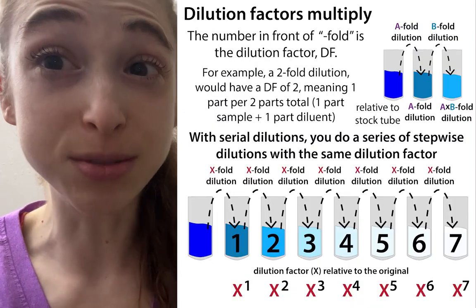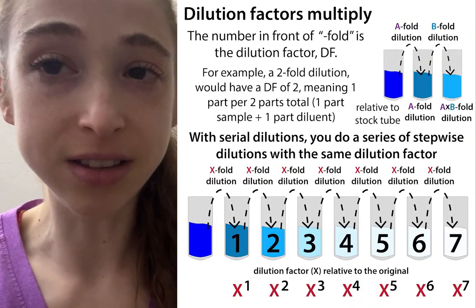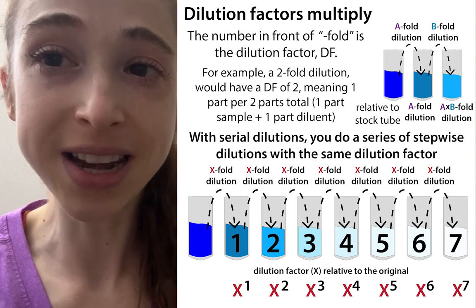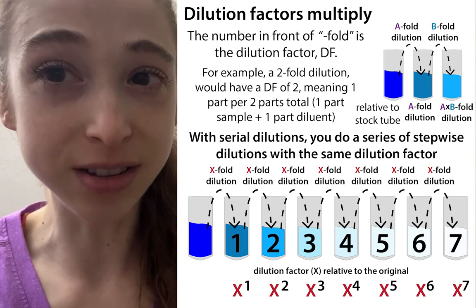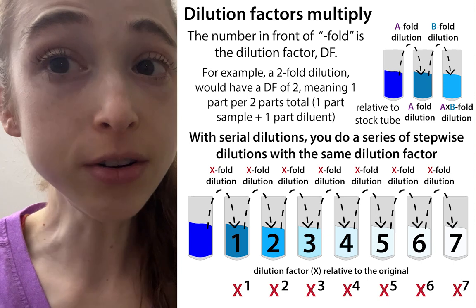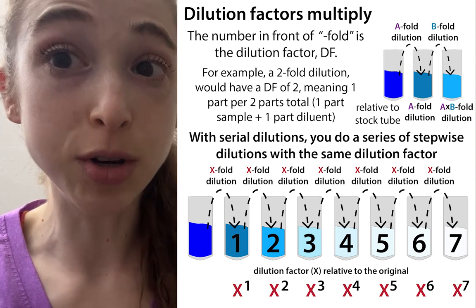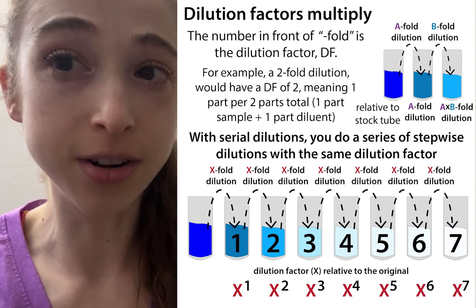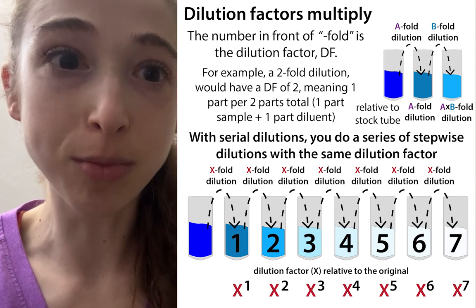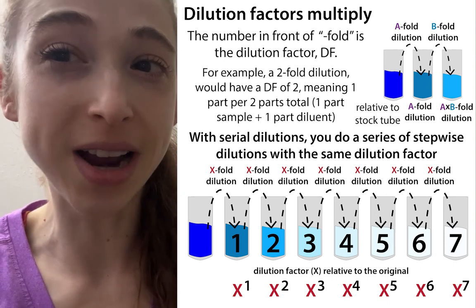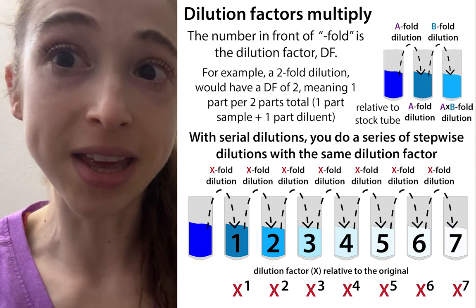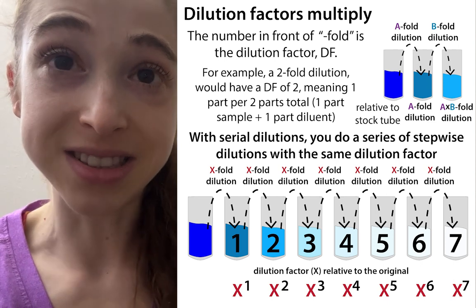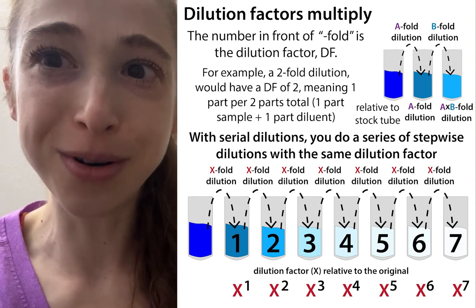These dilution factors multiply. So if you do a stepwise dilution, you do a 5x and then you do a 10x, you would have a 50x dilution. And when you're doing serial dilutions, each time you're diluting by the same dilution factor, and those would multiply, but you're multiplying by the same number, so then it'll rise exponentially. So you go like x squared, x cubed, x to the fourth.